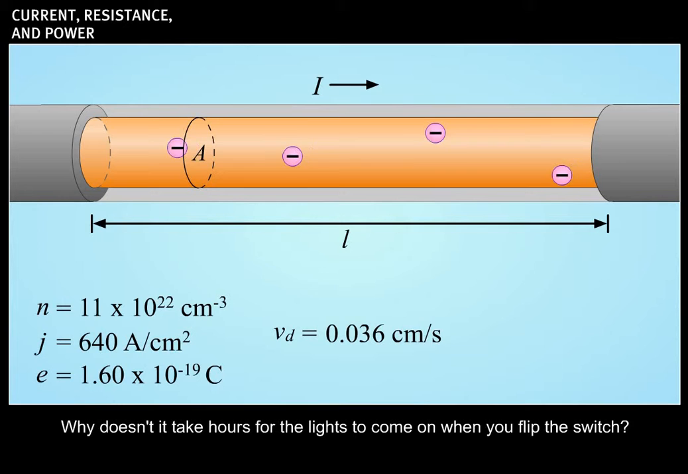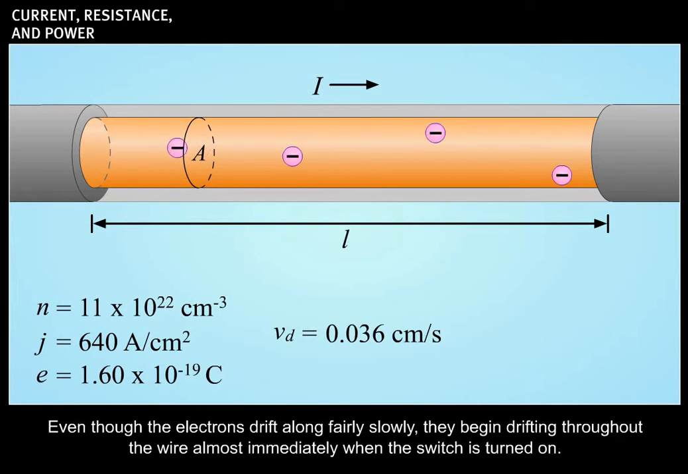Why doesn't it take hours for the lights to come on when you flip the switch? Even though the electrons drift along fairly slowly, they begin drifting throughout the wire almost immediately when the switch is turned on.